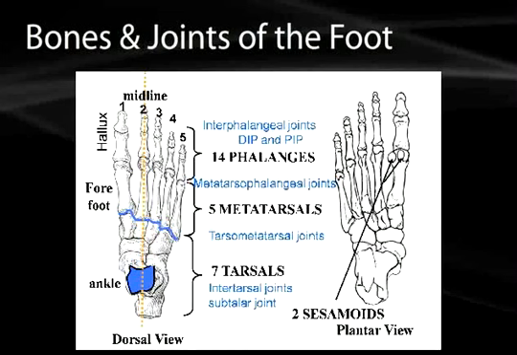When we look at the bones of the foot, it can be divided into several regions. There's the 7 tarsal bones, 5 metatarsals, and then the 14 phalanges. And then you can also look at the sesamoids on the deep surface. Here is the top of the talus, which is, as you can see, wider anteriorly than posteriorly.